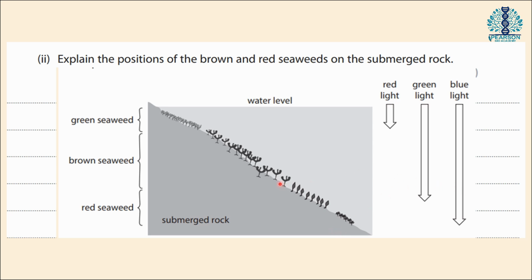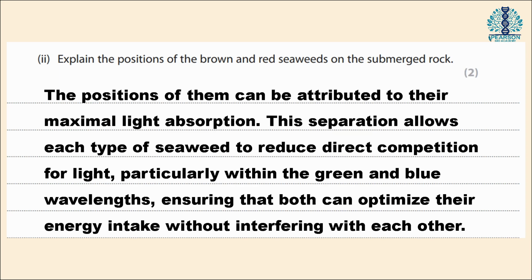So this separation in position helps reduce competition between the seaweeds. The brown seaweed absorbs green and blue light at a shallower depth, while the red seaweed absorbs blue light at a deeper depth. This way, both can maximize their energy intake without interfering with each other. And you can give your answer like this.